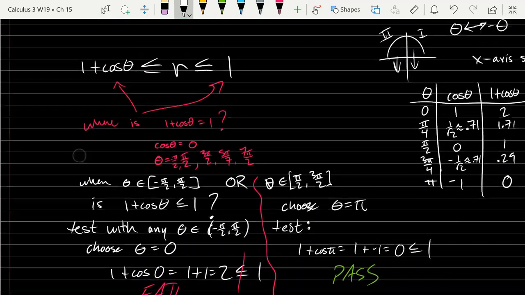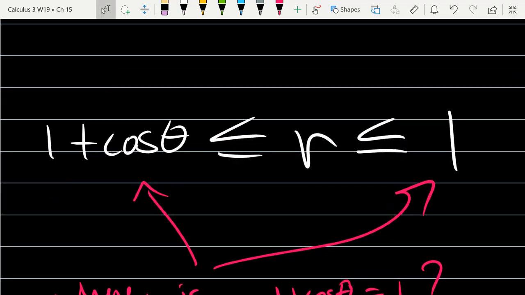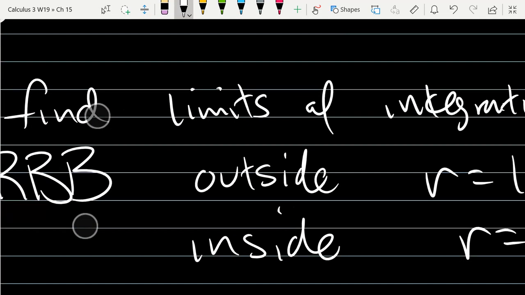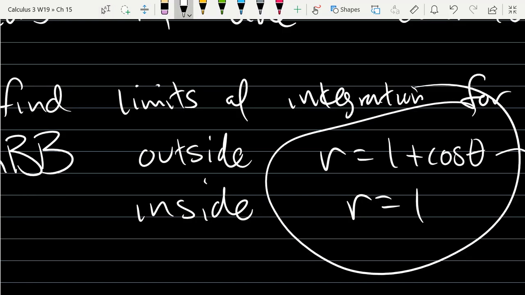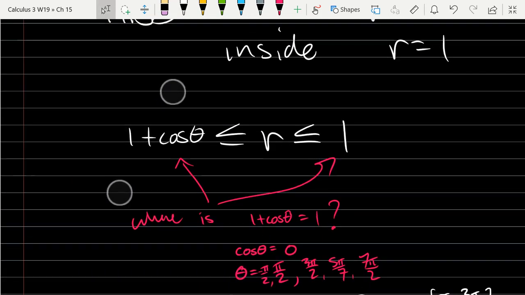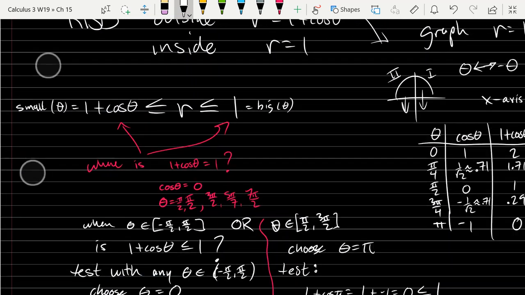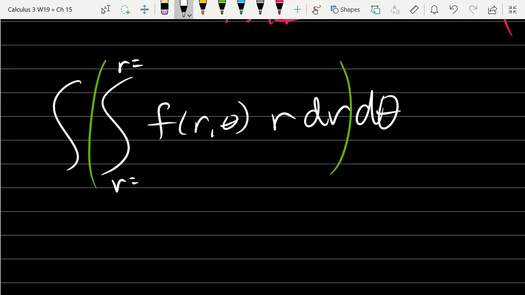Now, I want to look at the original inequality here. Look at this. Little, big, right there. That's your little function of theta. That's your big function of theta right there. I just want to warn you, these don't have inequalities attached to them. We had to turn the words into inequalities. So I strongly recommend you do that in a step. And then right here, I got small function of theta, and then big function of theta. So our small is 1 plus cos theta, and our big is 1.